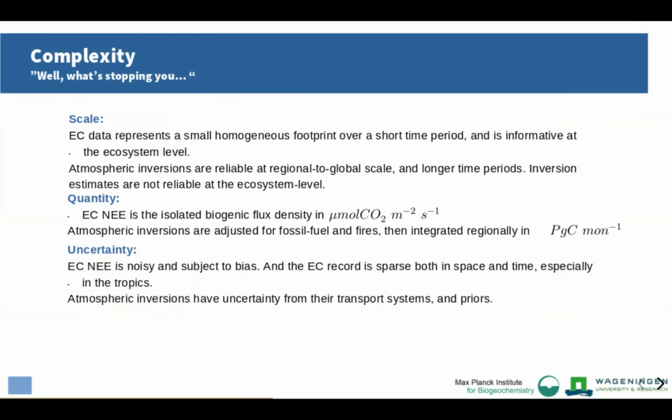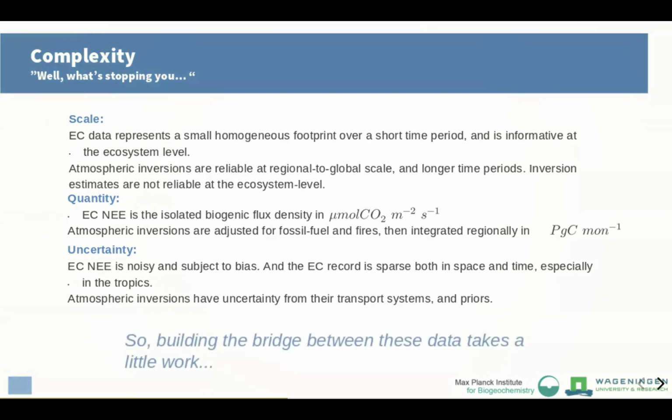In eddy covariance, the NEE is noisy. In tropical regions, there are issues of bias from the technique itself. And of course, as we all know, the eddy covariance record is sparse, both in space and time, and that is exacerbated in the tropics, where collection is more difficult. And then with atmospheric inversions, you're inheriting uncertainty from their transport and from their fossil fuel priors. So building this bridge took some work.